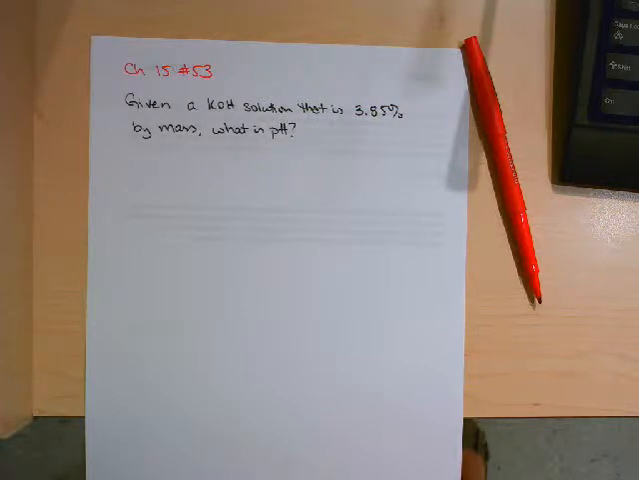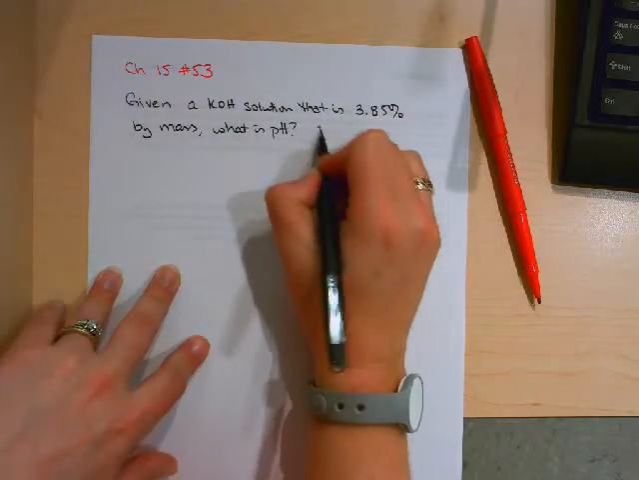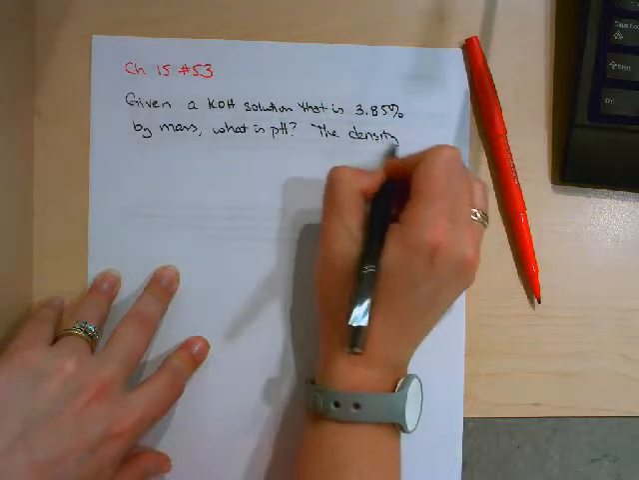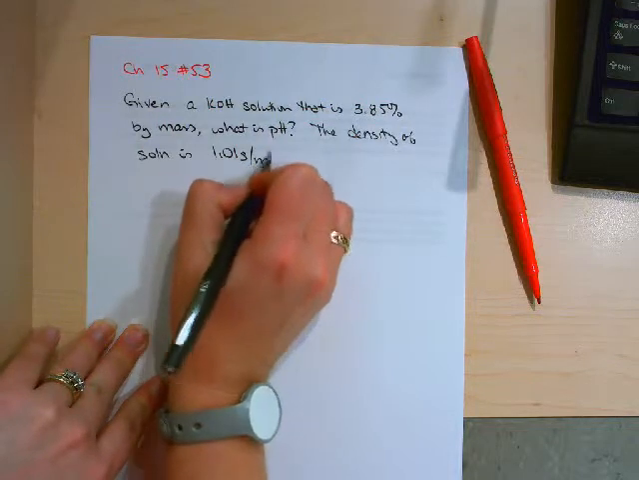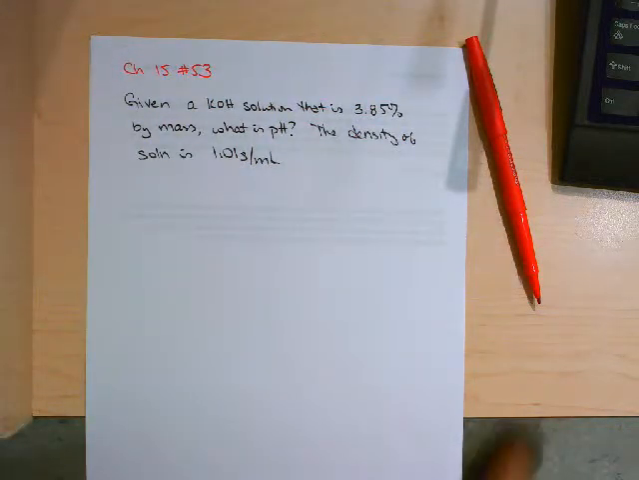What units do I need to be in to solve for pH? Molarity, right? I need to be in molarity to find pH. And I was given that it was 3.85% by mass. Oh, I forgot the other thing. Alright, if I want to use a percent sign in math, what do I need to do first? How do I get rid of the percent sign? Divide by 100. Okay.